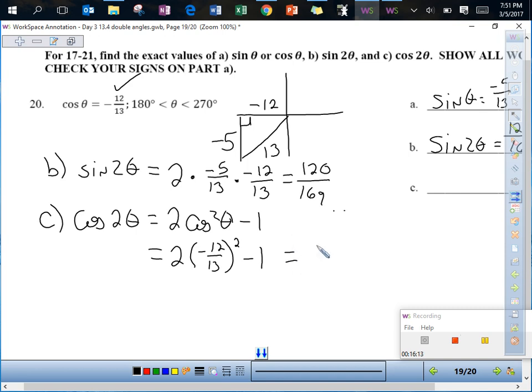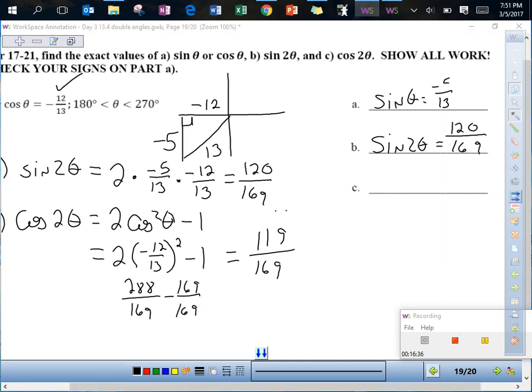You can run this 100% through your calculator. If you do, you're going to get 119 over 169. What I did in my head is I went negative 12 squared is 144, doubled, so I had 288 over 169. I thought of 1 as 169 over 169, and then I subtracted the 2. So let me come over and write my answer. Cosine of 2 theta equal 119 over 169.